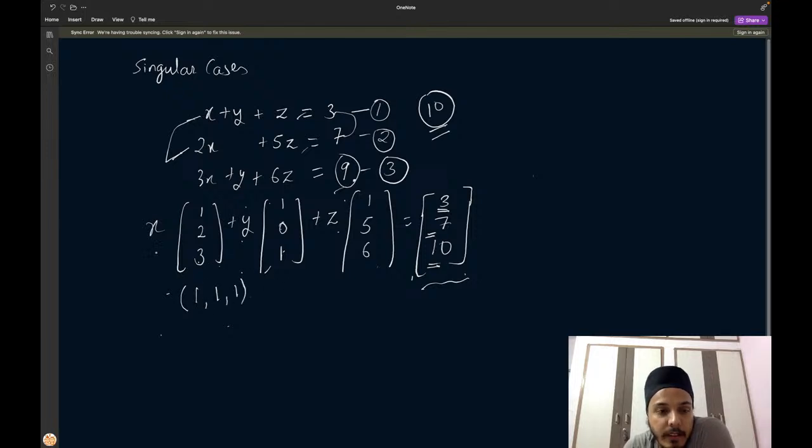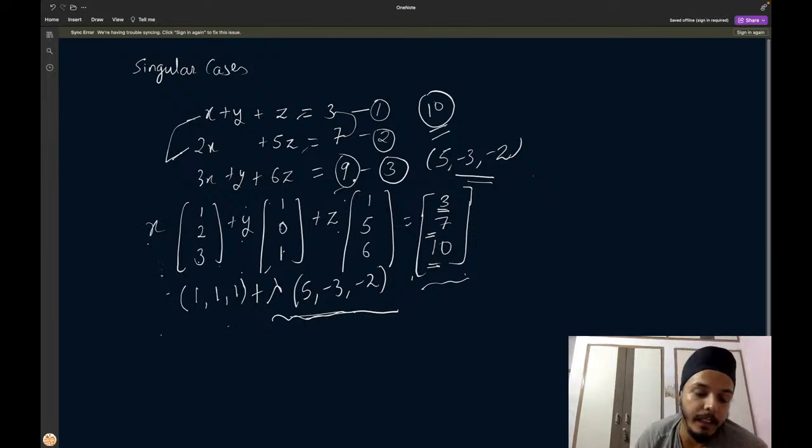But we also know that some combination of x, y and z gave us 0. So that combination was 5, minus 3, minus 2. So what we can do here is add, let us say, lambda times the vector 5, minus 3, minus 2. So this is going to always give us a 0 vector, and then we can add 1, 1, 1 to our original part, and then we can always get 3, 7 and 10.